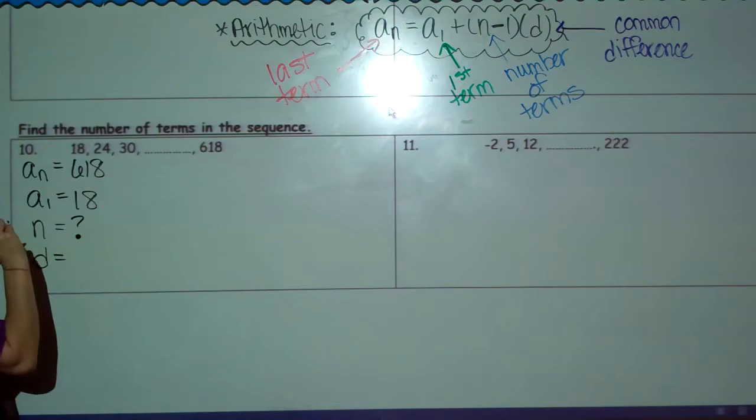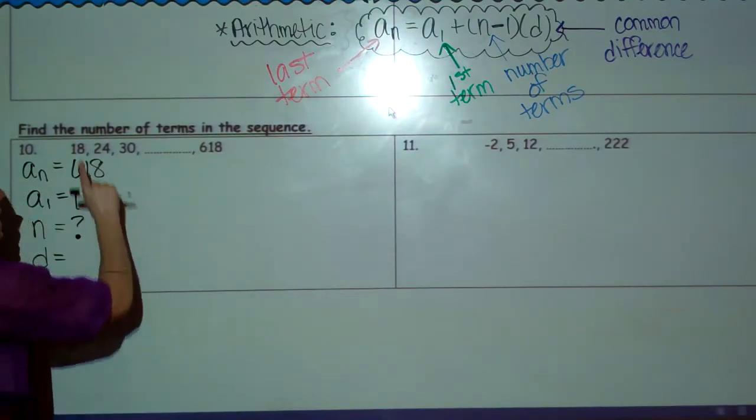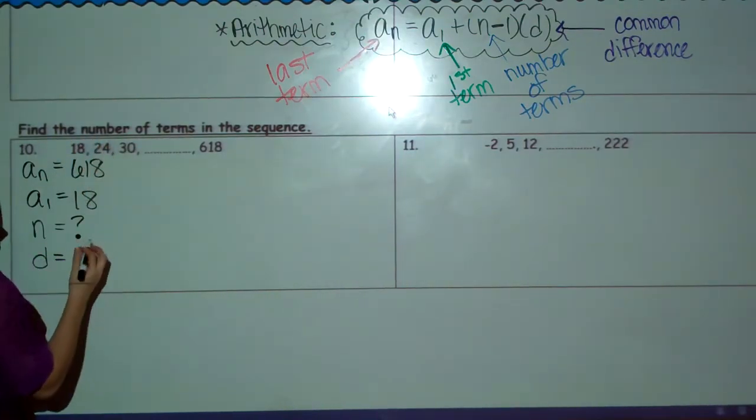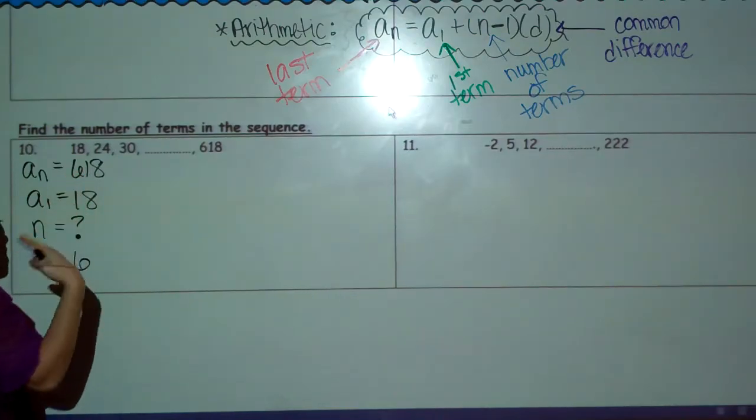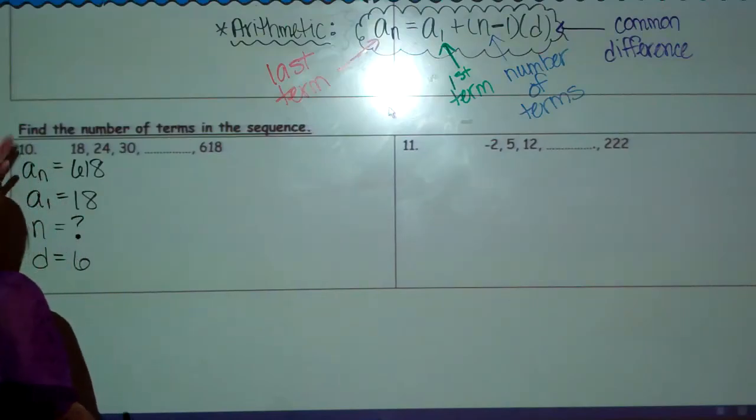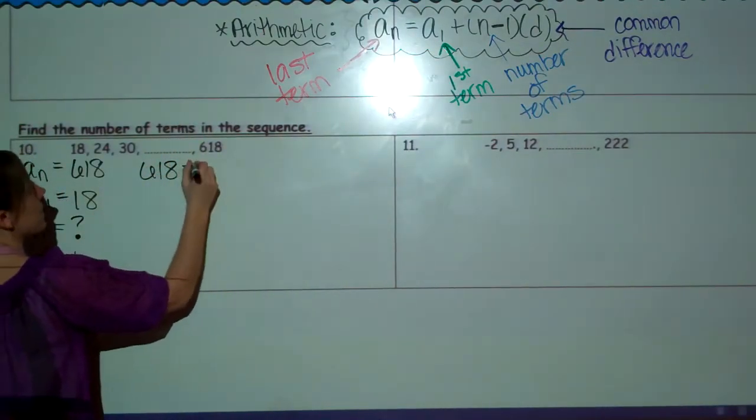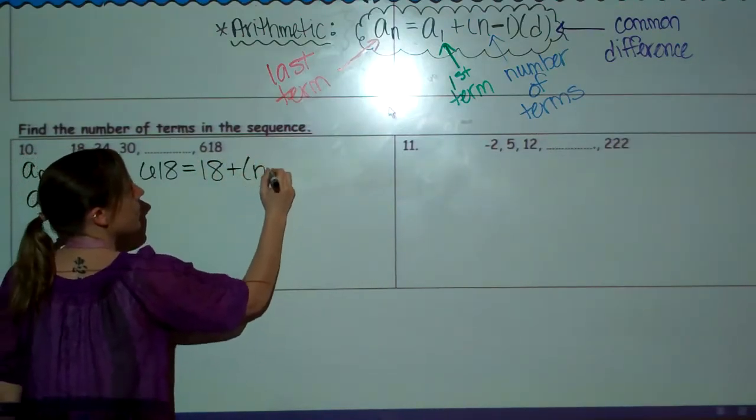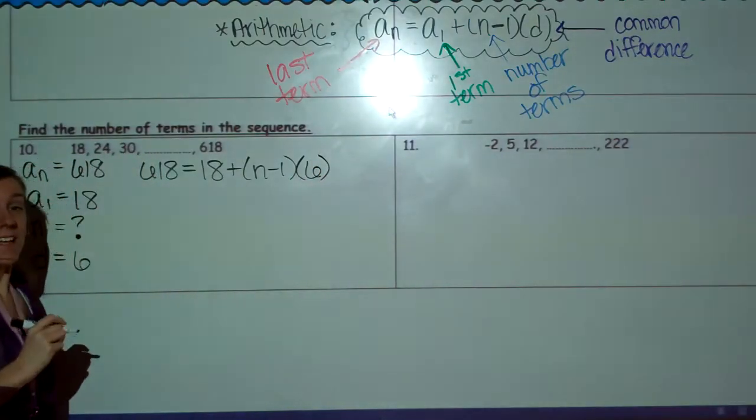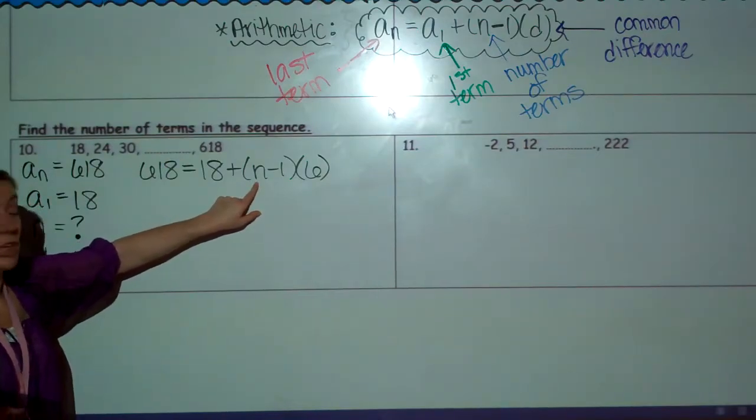So that's definitely going to be our question mark. D is our difference. Well, now we have to find it. How much are we going up? If you look carefully, it's going up by 6. So that's where we get our D. We have to look at the numbers and decide, well, how much are we increasing? So now that I know these, I'm going to plug it into the formula. 618 equals 18 plus n minus 1 times 6. Now, this solving is a little bit different because it's just like an equation. So we need to solve for n.